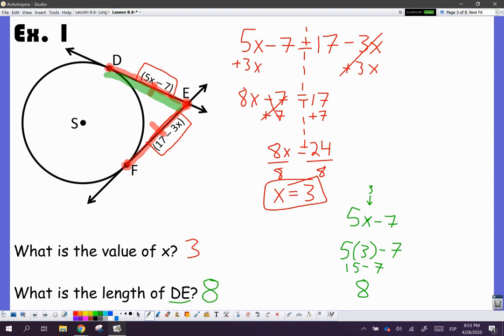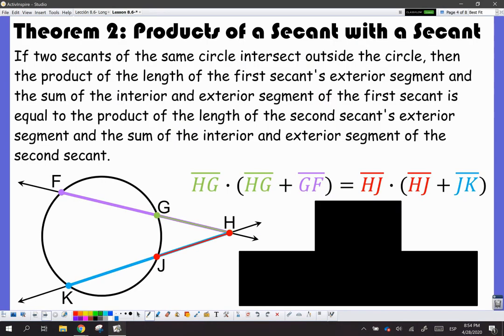So this property is not too tricky, and it uses stuff that we've already seen, setting up equations equal to each other and then solving for x. So there's nothing really new here. So let's move on to the next theorem, which is theorem 2.